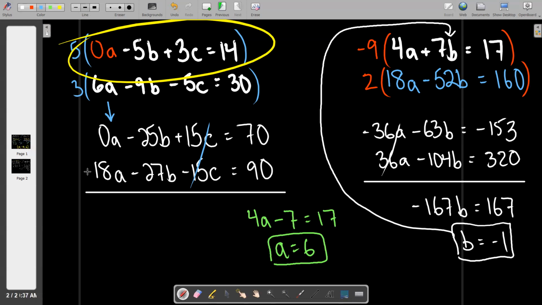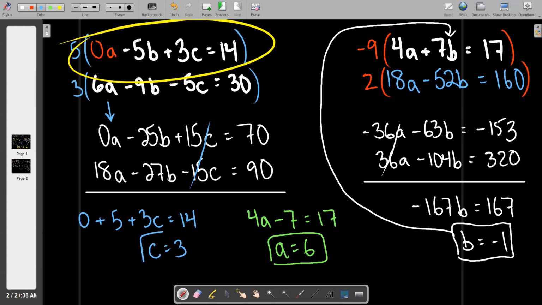We'll switch to blue, I guess. So 0 times A is 0 times 6 is 0. And then it says minus 5B. So that's minus 5 times -1 plus 3C equals 14. Subtract 5, you get 9. Divide by 3, you get 3.